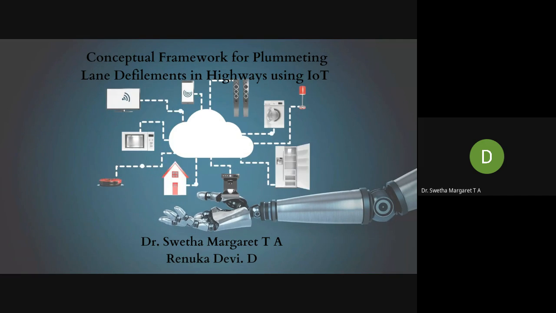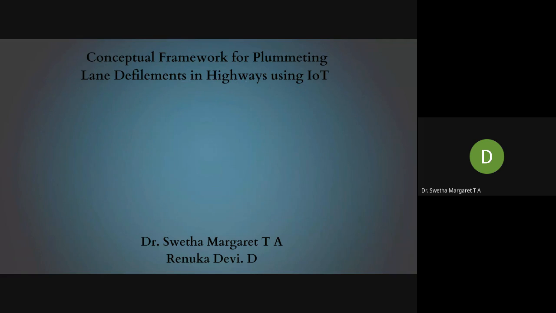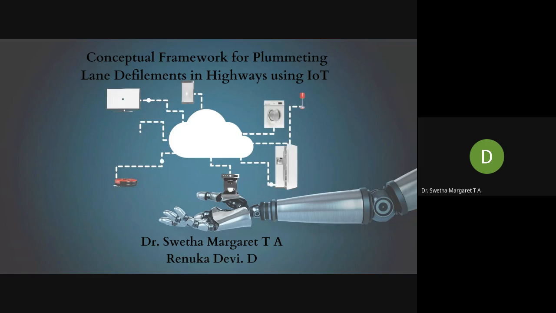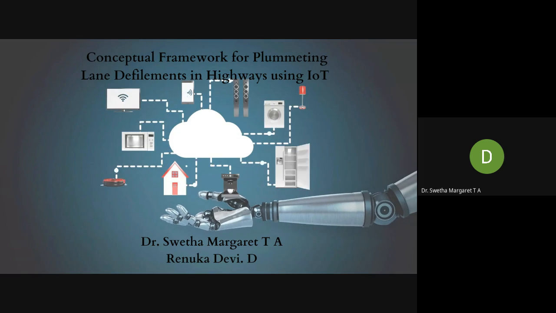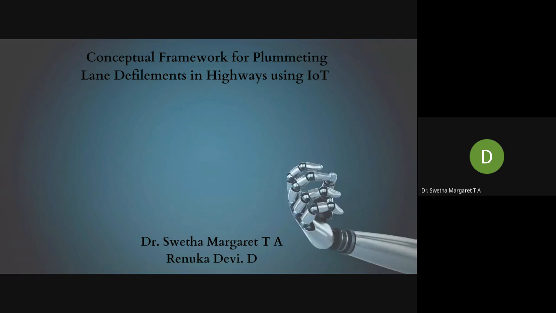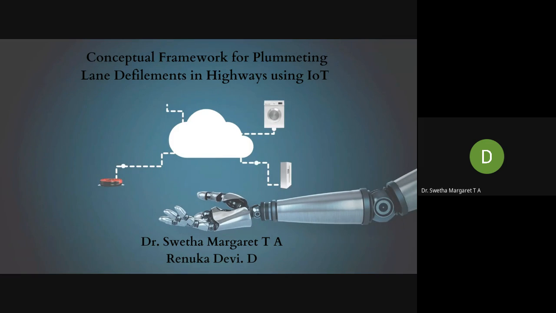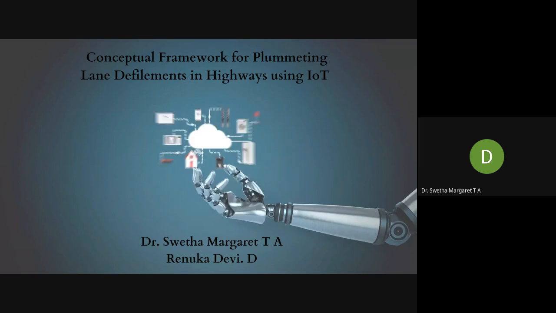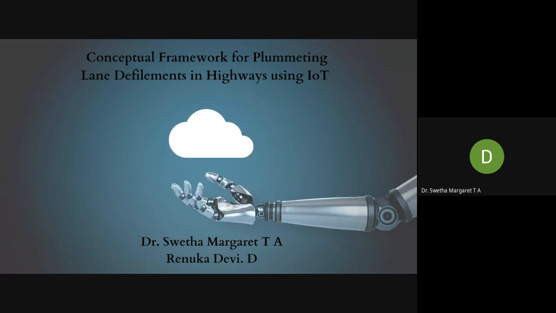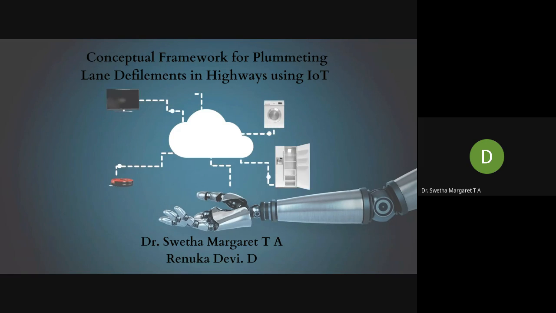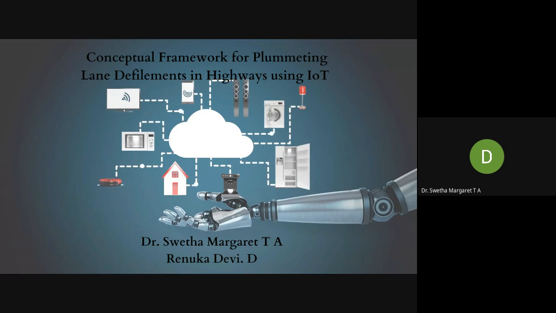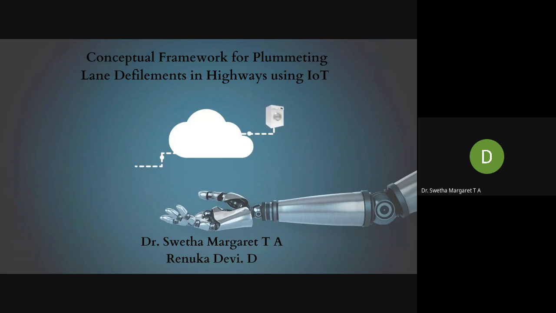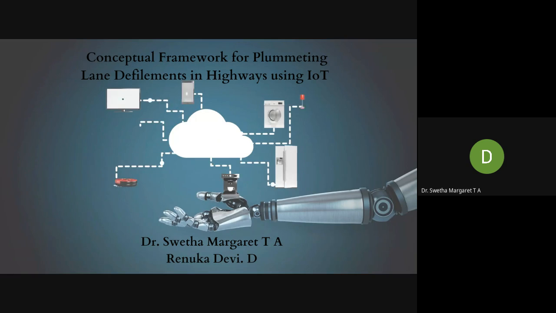Just to kickstart with our views on our topic today, which is a conceptual framework on lane defilements. Lane defilements is more of a technical word, but when we break it down into common terms, it's violating the traffic rules, lane crossing, basically using vehicles, and leading to a high range on the graph of increased accidents, mortality rate, and deaths. So how do we reduce that in a country like India?